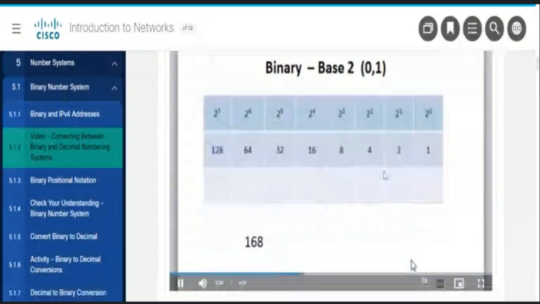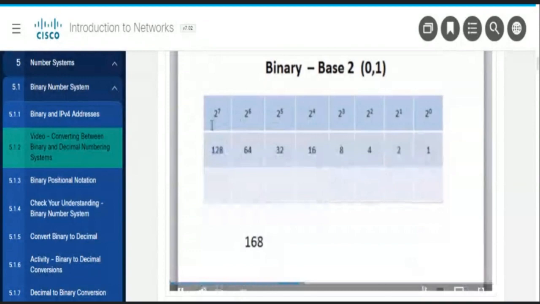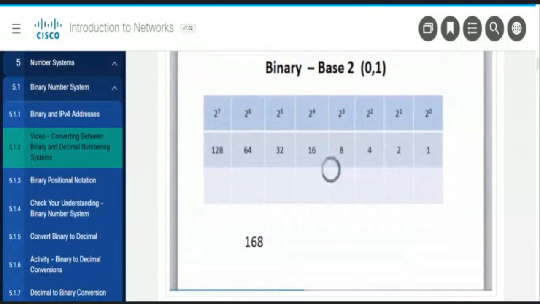Notice that I extended the table to 8 place values. That's because 8 bits is an important grouping of numbers. 8 bits makes up a byte in computer processing. So now I have the place values for essentially 8 bits.